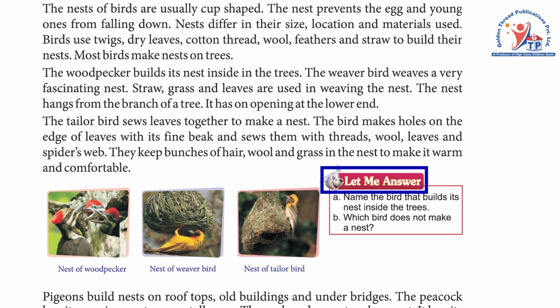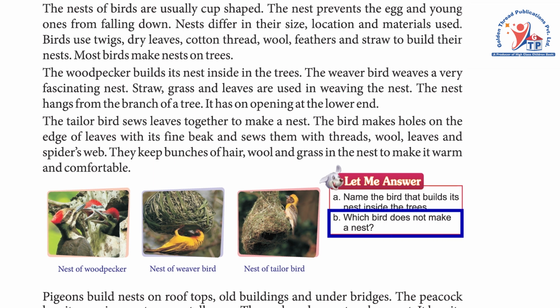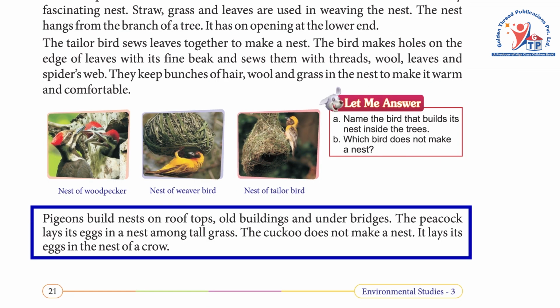Let me answer. A. Name the bird that builds its nest inside the trees. B. Which bird does not make a nest? Nest of a woodpecker. Nest of weaver bird. Nest of tailor bird. Pigeons build nests on rooftops, old buildings and under bridges. The peacock lays its eggs in a nest among tall grass. The cuckoo does not make a nest. It lays its eggs in the nest of a crow.